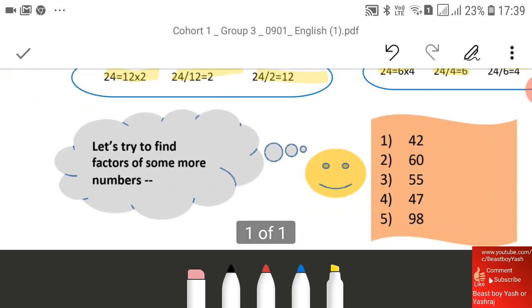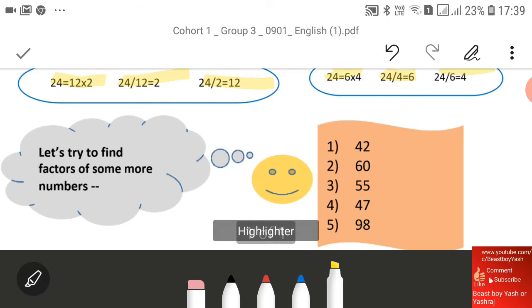Let's try to find factors of some more numbers. Let's now find the factors of some more numbers. First number is 42.